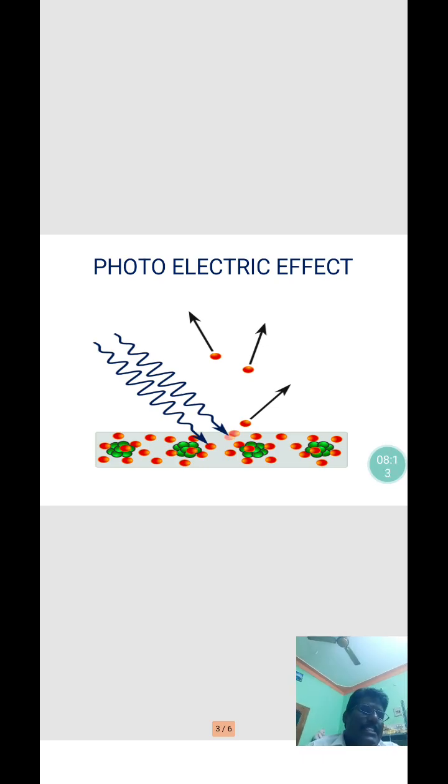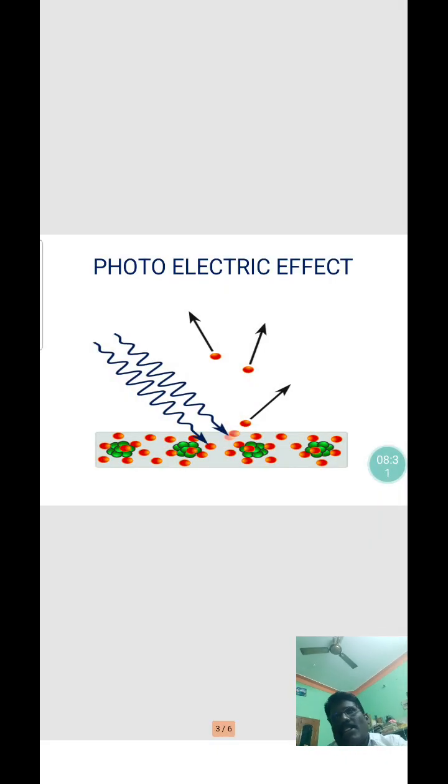The number of electrons depends upon the intensity of the incident radiation, not on the frequency of the radiation. We use it only for alkali metals like lithium, sodium, potassium, rubidium, cesium, and for a negatively charged plate of zinc. This experiment is used to calculate the kinetic energy of the ejected electron or the work function of the material.